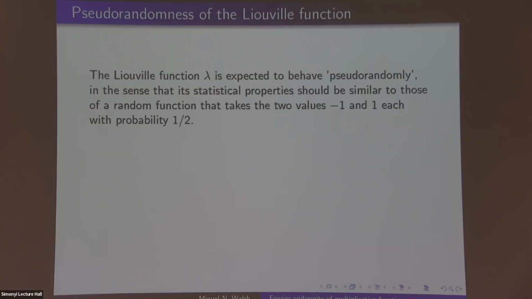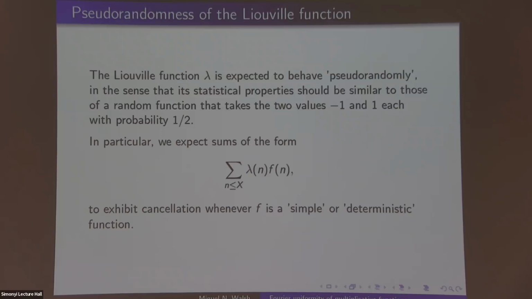So it's easy to know what to expect with this function. One particular consequence of this that is a very relevant principle in analytic number theory is that we expect that sums of this form should exhibit cancellation whenever f is a simple or a deterministic function. Although we don't really know what we mean by simple, this is a very useful principle in analytic number theory, both because it lets you know what to expect in other situations, but also because it goes to the core of the issues we have with the problems about prime numbers that I was mentioning before.